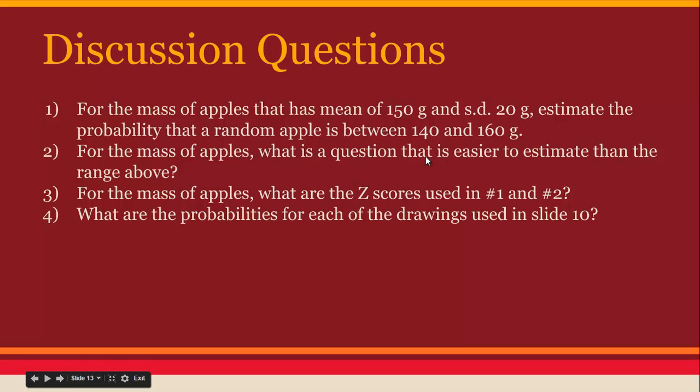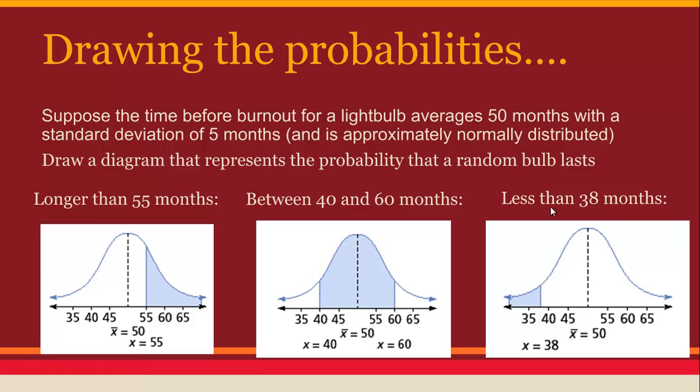For the massive apples, what is a question that is easier to estimate than the range above? So this is a little bit harder to estimate. So we can think about right-on Z-scores being easier. For the massive apples, what are the Z-scores used in number 1 and number 2? So you can see what these are versus the standard deviations. How many standard deviations are you below and above? And then this one is a little bit easier. So you can use right-on Z-scores. And we already talked about what the probabilities are for each of the drawings used in slide 10. So you can go back to these and make sure you understand what the probabilities are.